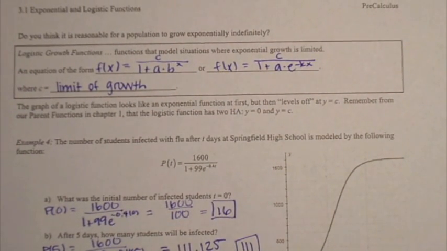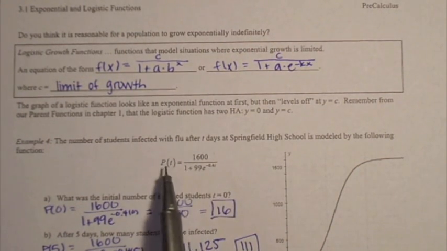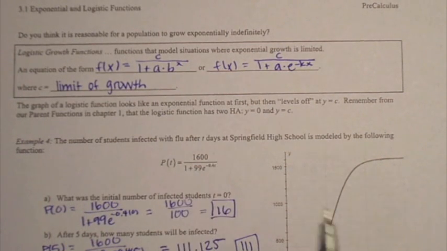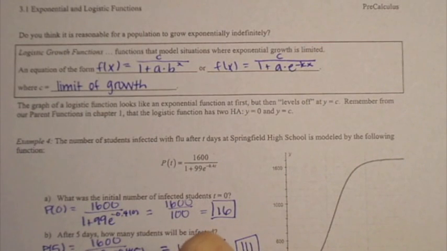Say we want to know the maximum number of students that will be infected. This is where our limit of growth becomes useful. Here, in this equation, our limit of growth is 1600. This means the maximum number of students that can be infected is 1600.